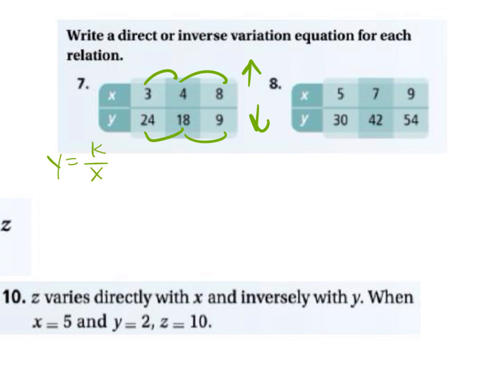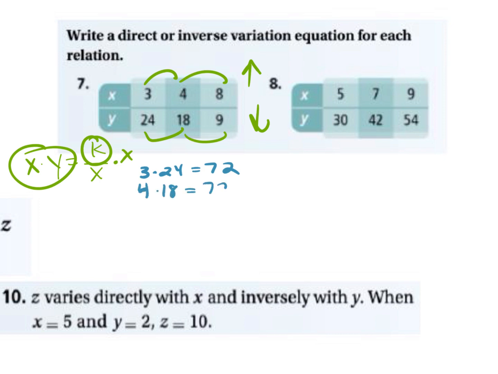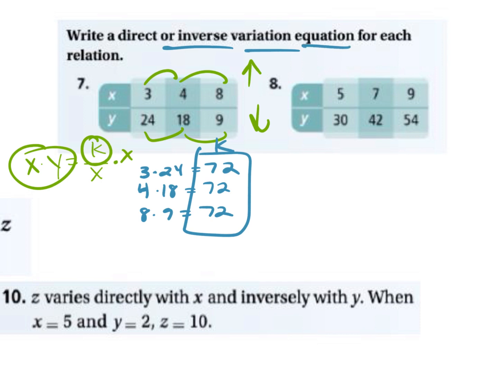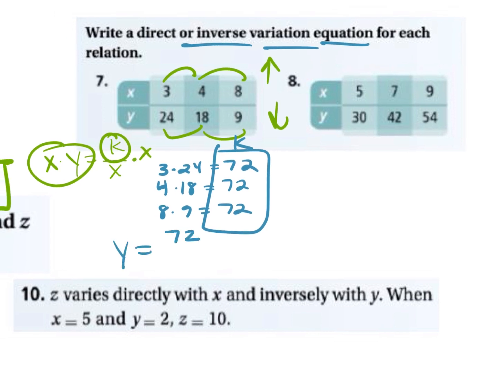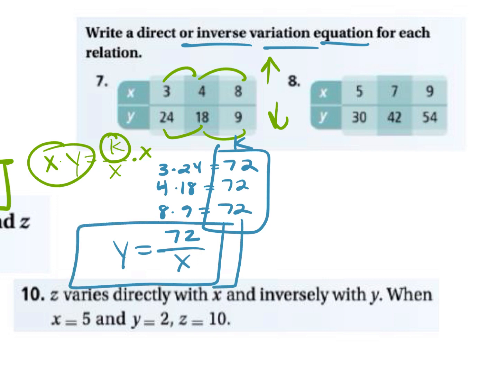So if I'm trying to figure out what my K value is, because you need a number here for your equation, then I would have to multiply by X on both sides. So you're really just multiplying your X and Y values. So 3 times 24 is 72. 4 times 18 is 72. And 8 times 9 is 72. So this is your K value, that's 72, as long as it stays constant every time. So then your inverse variation equation is Y equals 72 over X.